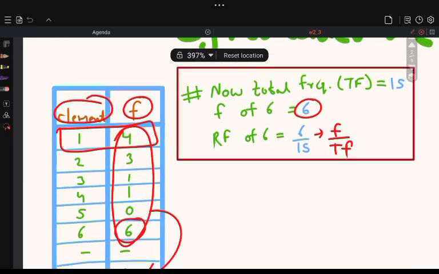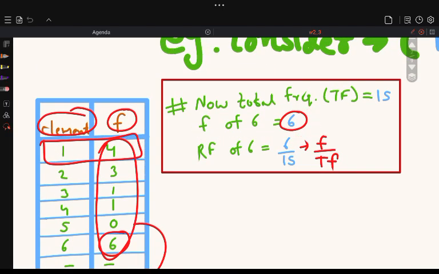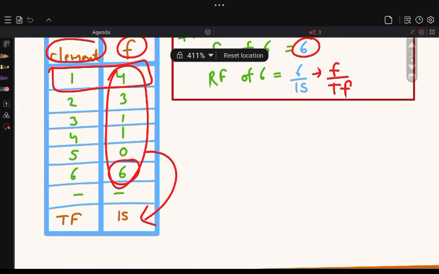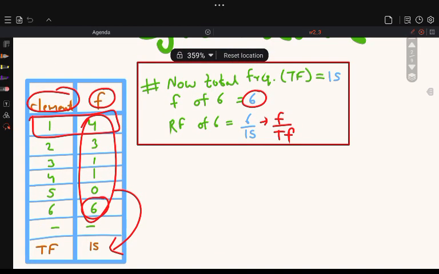So now we know that the frequency of 6 is also 6 in this case, and we want to calculate the relative frequency of 6. It will be easy: the frequency of 6 is 6 divided by the total frequency. Total frequency is 15, as we added up all the frequencies. So 6 by 15 will be the relative frequency of 6.